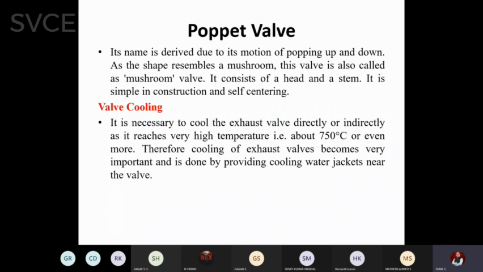As we discussed, the outlet valves definitely require some cooling mechanism. The gases will be in the order of 2000 to 2500 degrees centigrade, so you can expect the valve to reach a temperature of 750 to 900 degrees centigrade. So there should be a certain cooling mechanism. In this poppet valve there is an integrated cooling mechanism. How, we will discuss with the help of the sketch.